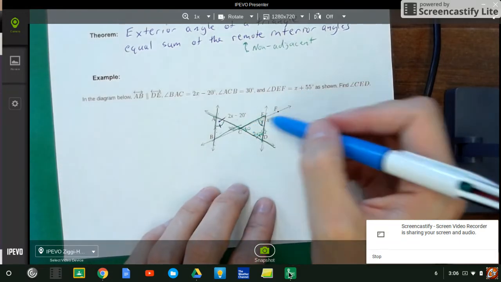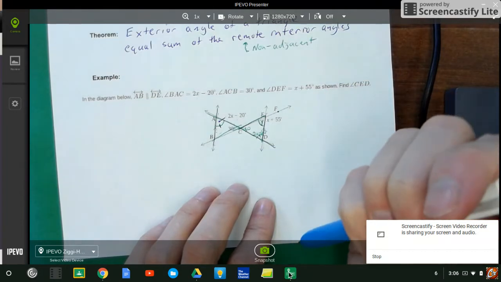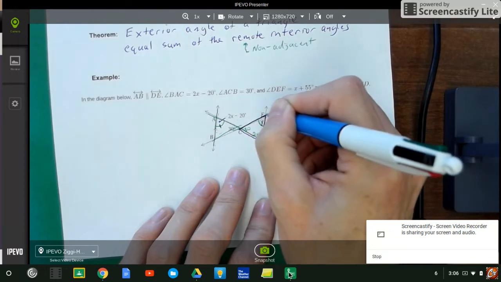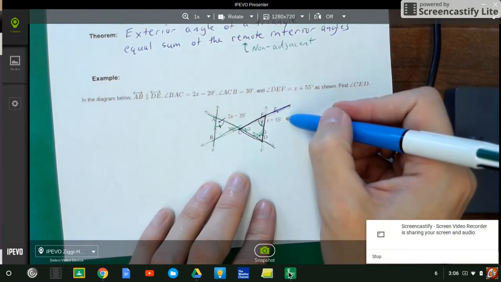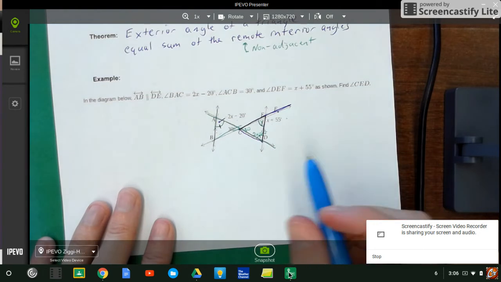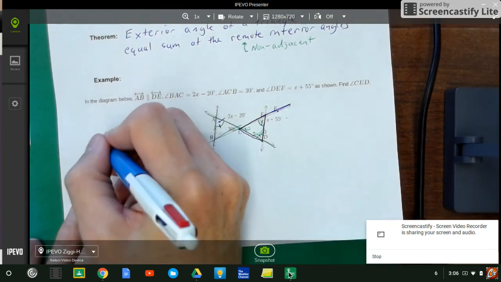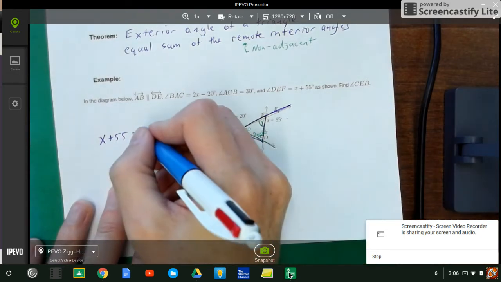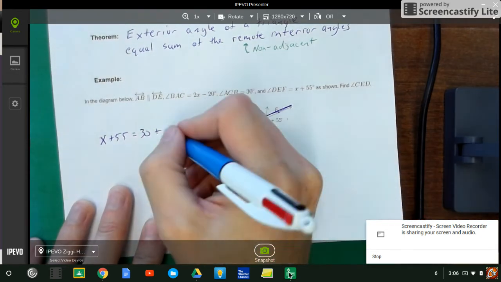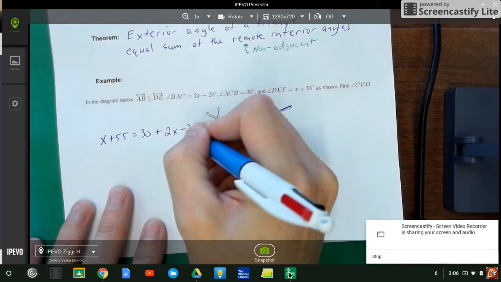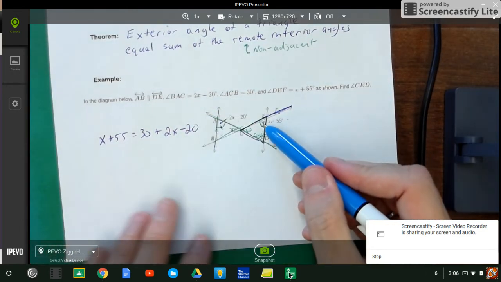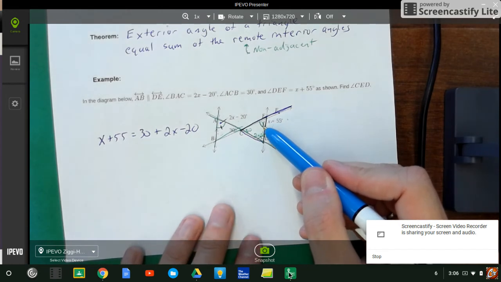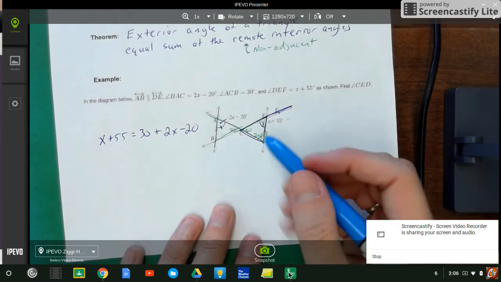Well, now look at this. This is an exterior angle of the triangle. You don't see that? Well, here's my triangle, and I extend one side out. So there's my exterior angle. Well, we just said the exterior angle is equal to the sum of the remotes. So x plus 55, the exterior angle, is equal to the 30 plus the 2x minus 20. Now here, again, I'm not using this adjacent angle, but that's okay because that's a different variable. If I can find x, I can get y.